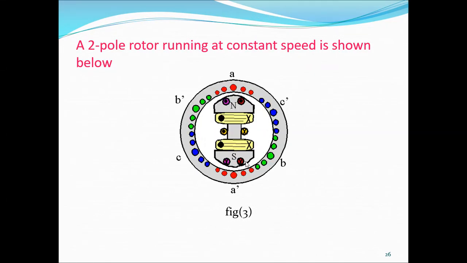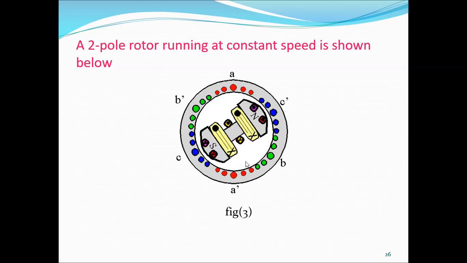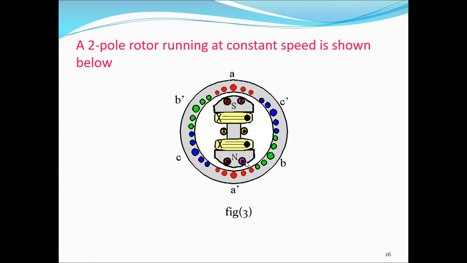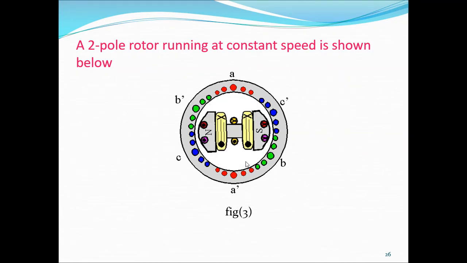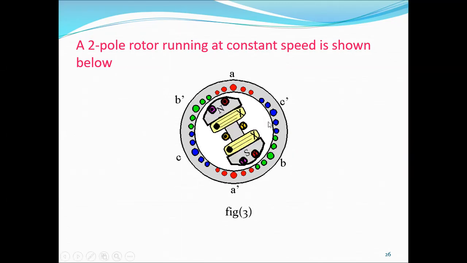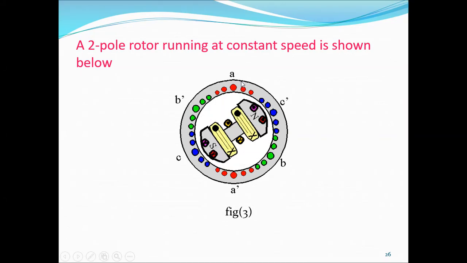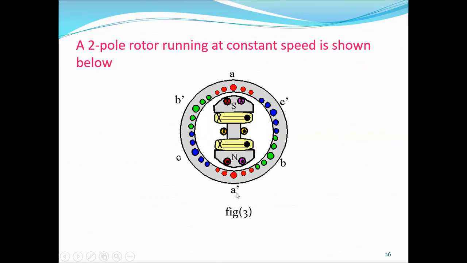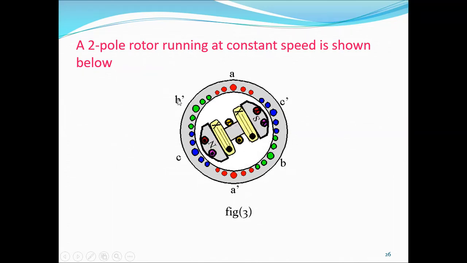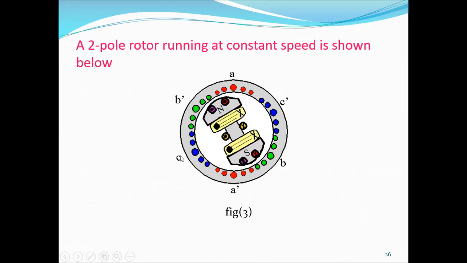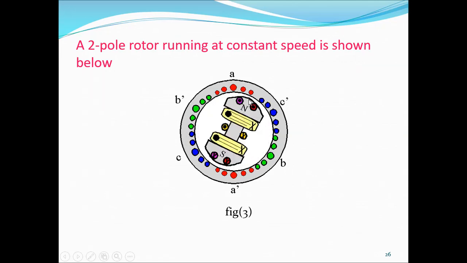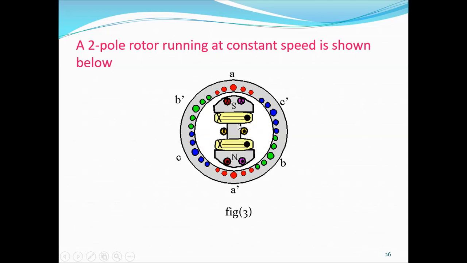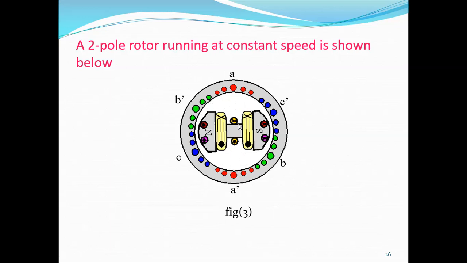This shows the magnetic locking. When it gets the magnetic locking, the rotor will rotate like this. So these are the windings placed on the stator. A and A dash are the starting and ending of one winding, and B and B dash are the starting and ending of the next, then C and C dash. These are the stator windings, and this one is the rotor, which is rotating like this in an anti-clockwise direction.